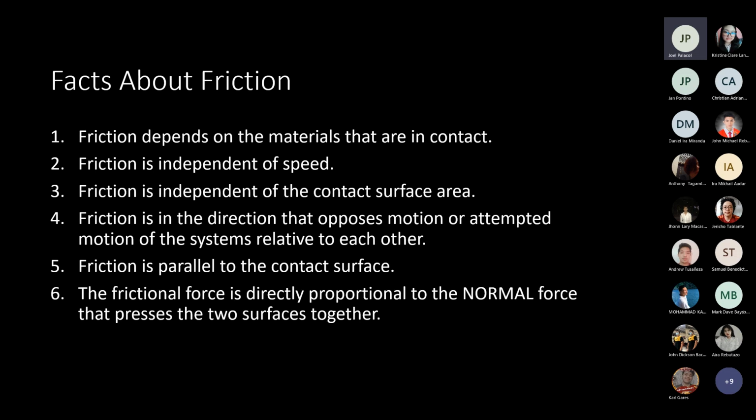And lastly, the frictional force is directly proportional to the normal force that presses the two surfaces together, or the magnitude of the frictional force is dependent on the force pressing the surfaces against each other.